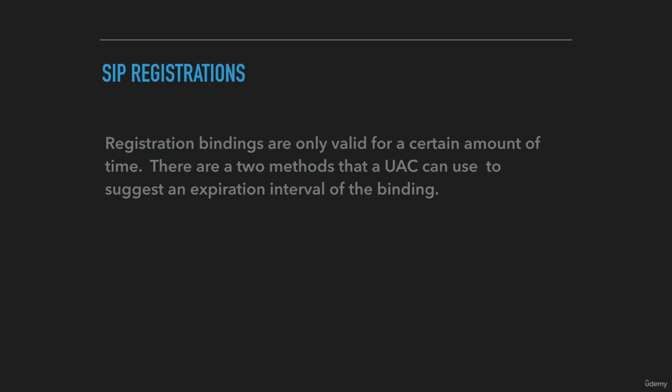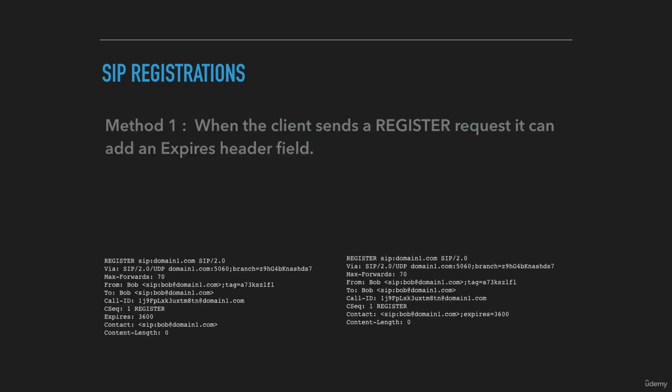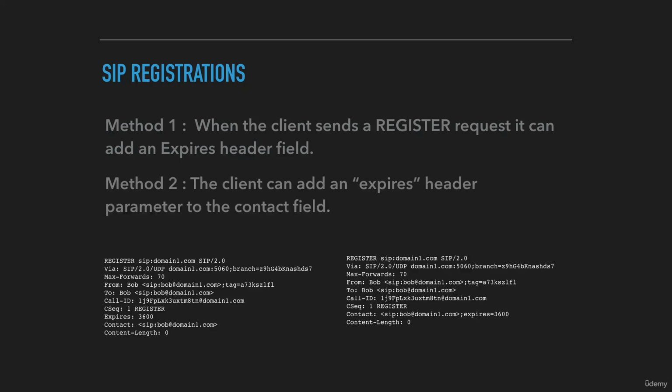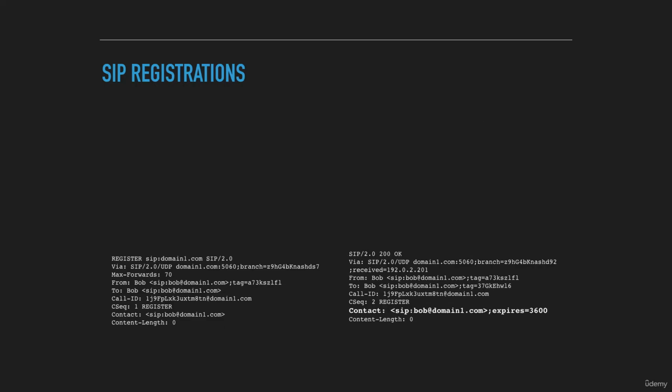Registration bindings are only valid for a certain amount of time. There are 2 methods that a UAC can use to suggest the expiry time of the binding. Method 1. The client will send a register request and can add an expires header field. Like if you look at this one over here, we have an expires of 3600. So that's method 1. Method 2. The client can add an expires header param right here into the contact field. Those are the 2 ways that the client can set that.